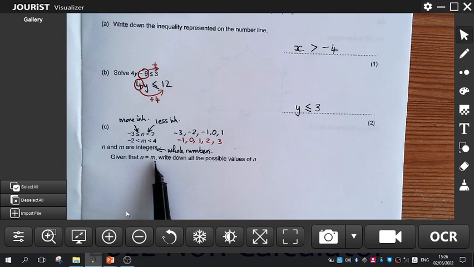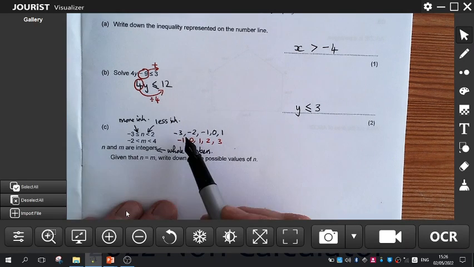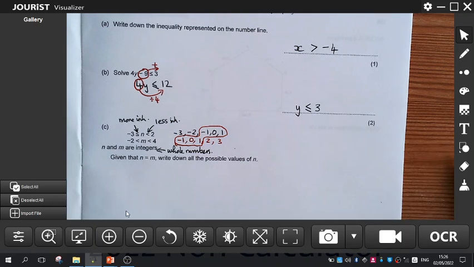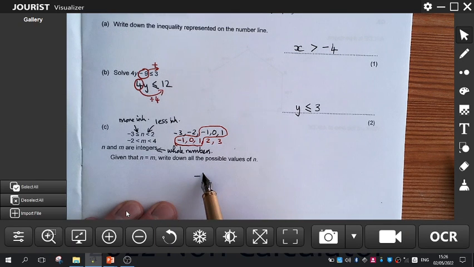The numbers that are in both lists, I will circle them. So the answers to what n can possibly be is -1, 0, and 1.